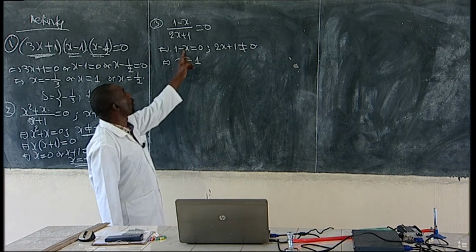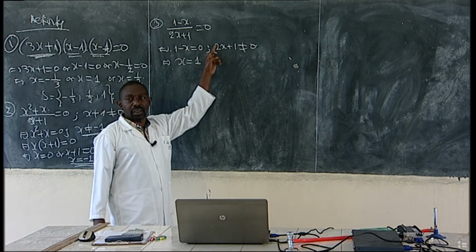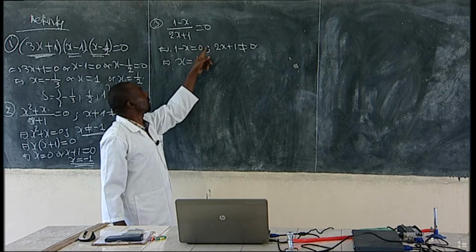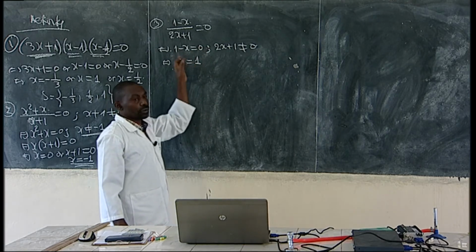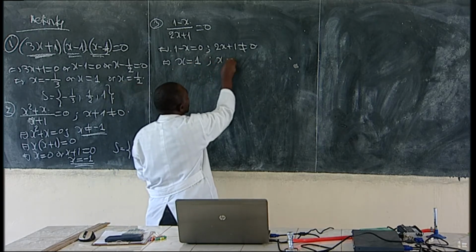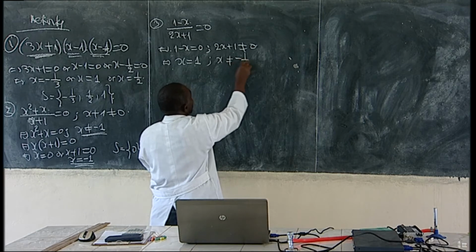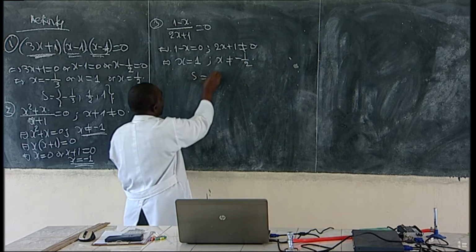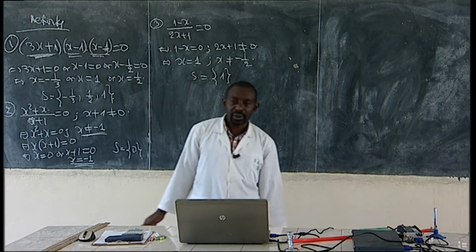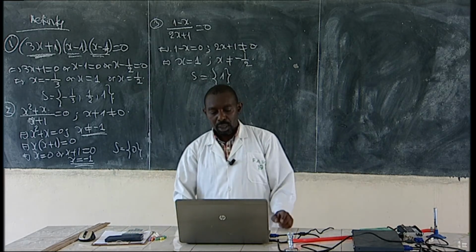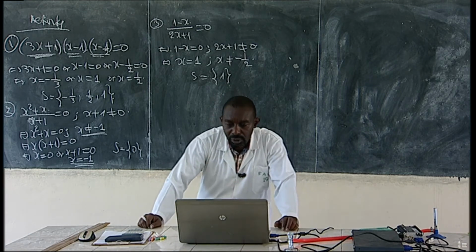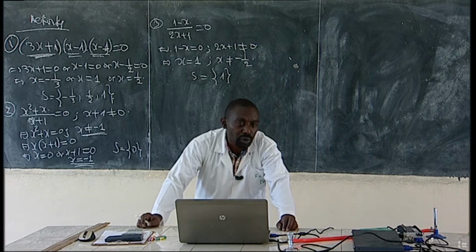So it means you move minus x to the right-hand side, or I move 1 to the right-hand side, it becomes negative. So dividing both sides by -1, I get the value of x, which is equal to 1. And here, of course, x is different from -1/2. So the set of solution is only 1. We are done with our revision on equations. So you see the answers are no different from those ones.